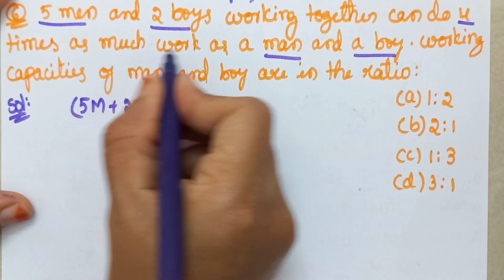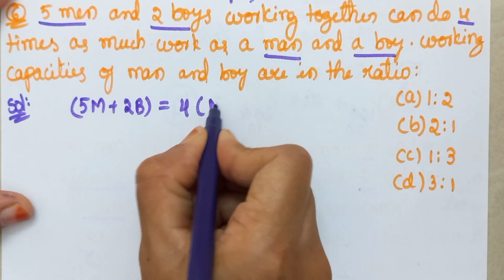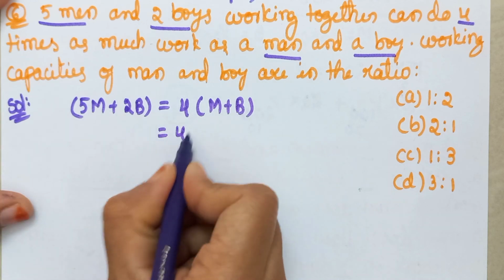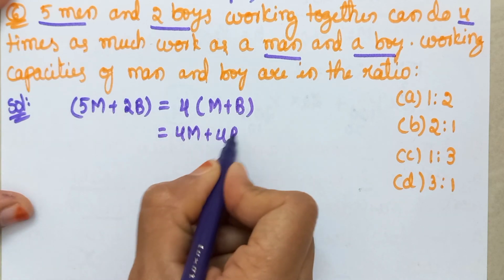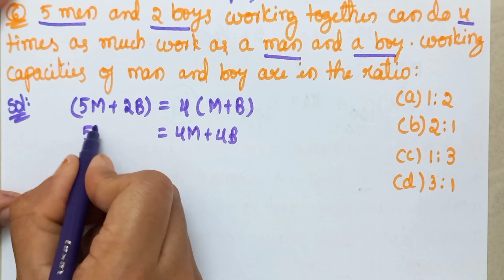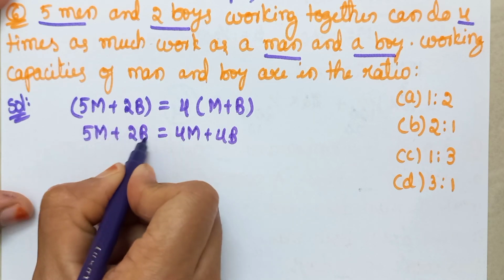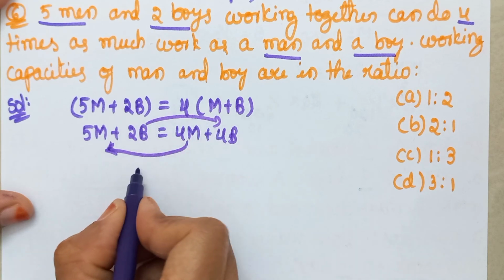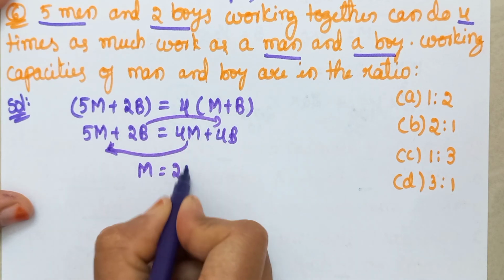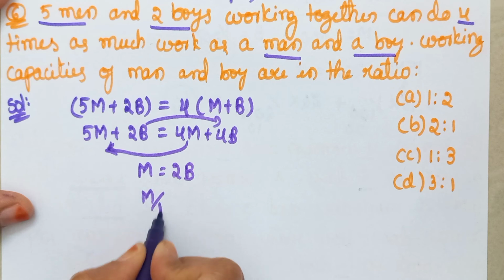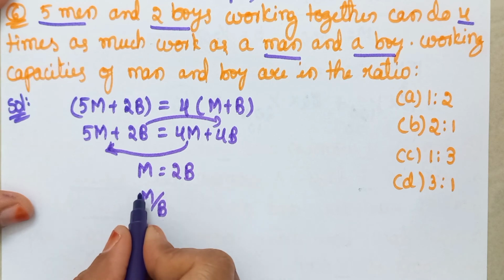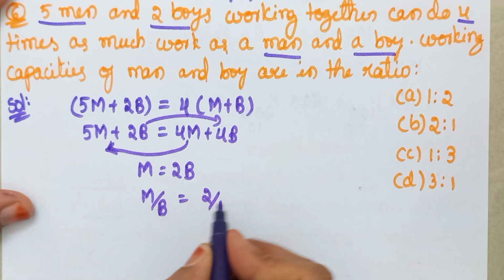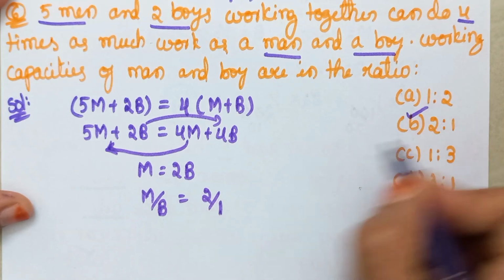4 times as much work as a man and a boy. So 4 of m plus b. So simply solve this equation. 4m plus 4b. Then what will we get? 5m plus 2b is equal to 4m plus 4b. If we take 4m to this side and 2b to that side, then we will get m is equal to 2b. So the working capacities, that is m by b, of man and boy are in the ratio of 2 by 1. This is very simple. So B is the right answer.